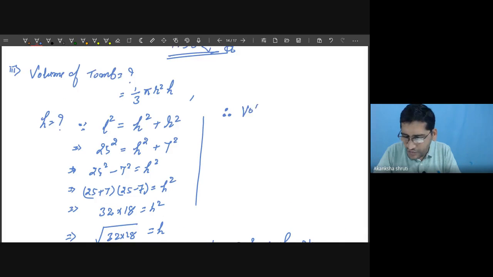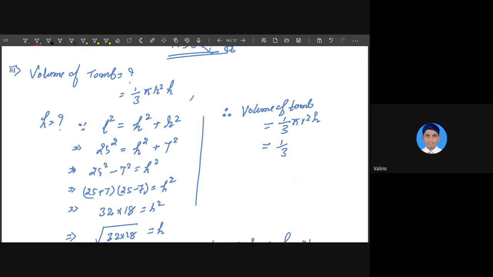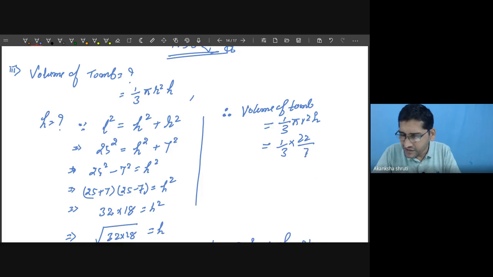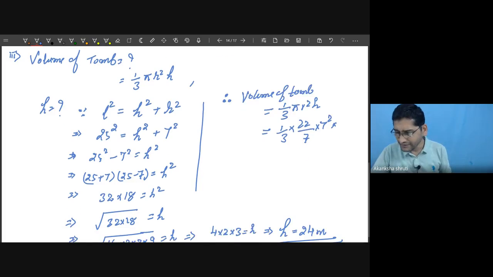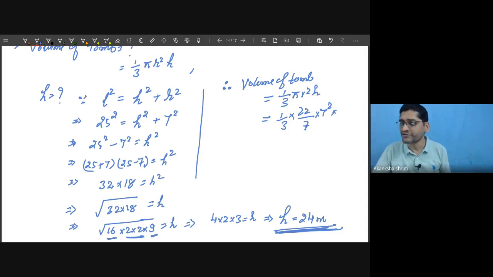Therefore, volume of the cone is obtained by substituting 1/3 of pi r square h. Now substitute: 1 by 3 into 22 by 7 into 7 square into 24. Very good. So student, you have to do that. So 7 square into h. Now we have calculated it, so that was important. This was the importance of h.